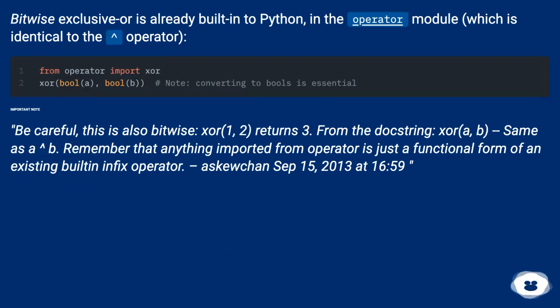Bitwise exclusive OR is already built into Python, in the operator module, which is identical to the ^ operator. Important note: be careful, this is also bitwise. xor(1, 2) returns 3. From the docstring, xor(a, b): same as a ^ b. Remember that anything imported from operator is just a functional form of an existing built-in infix operator. Asked by Hutchin, Sep 15, 2013 at 16:59.